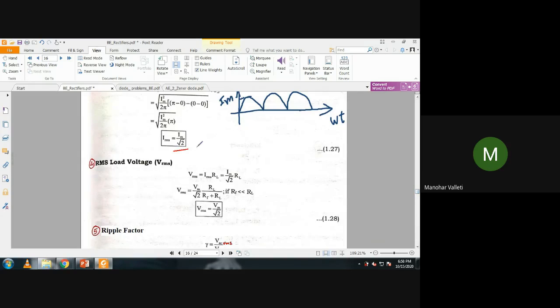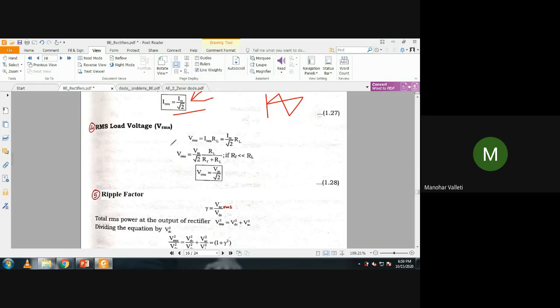So IRMS equals Im by root 2. Please note this IRMS is for this waveform. You may have a coincidence for the sinusoidal waveform also, where you will get Im by root 2, but try to differentiate both. For this waveform, if I apply the mathematical definition, I get Im by root 2. For the sinusoidal waveform also, I will get the same result. It's just a coincidence. So please don't confuse between these two.